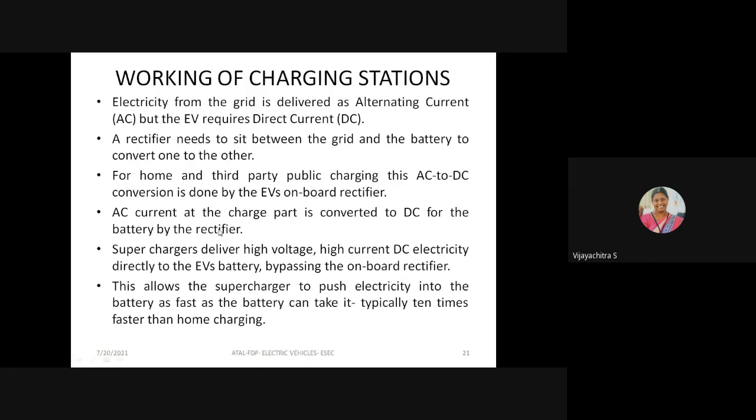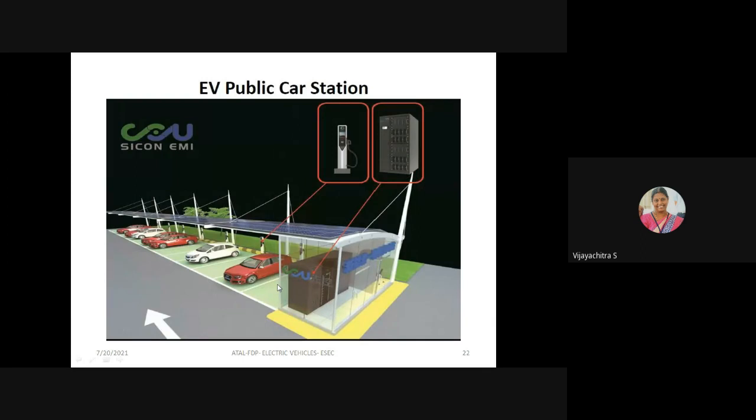Normally we prefer conventional charging with the help of rectifiers in the home and smaller areas. If it is a mall and a bigger area, then we have to provide superchargers. If there is a parking area in which a large number of electric vehicles are parked and need to be charged, then we have to prefer superchargers in that place. So see, this is about the EV public car station. Okay, electric vehicle public car station.